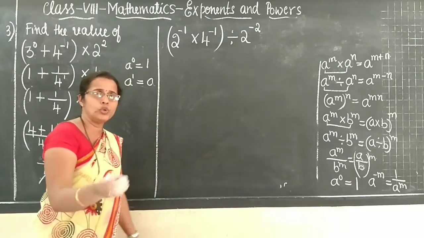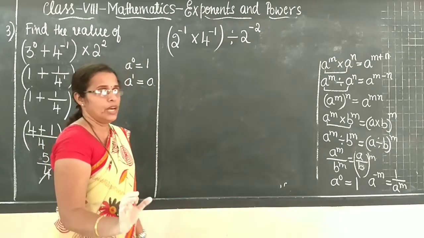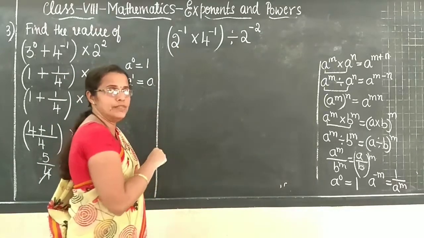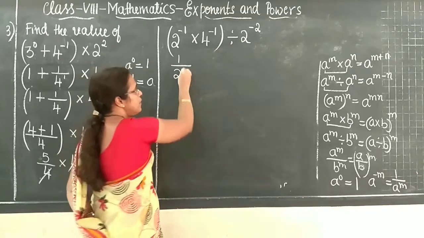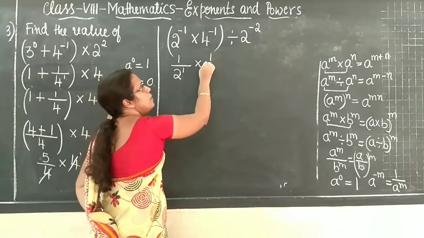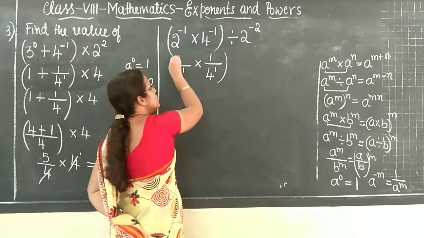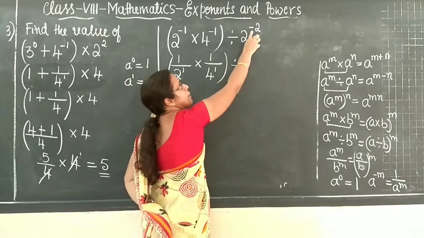This is a 2 mark question, a simple question if you know the laws properly. Okay, children? So now, how to bring it to positive power? Negative power there means 1 by 2. So 1 by 2 to the power 1 into 1 by 4 to the power 1, bracket close, divided by 2 to the power minus 2.